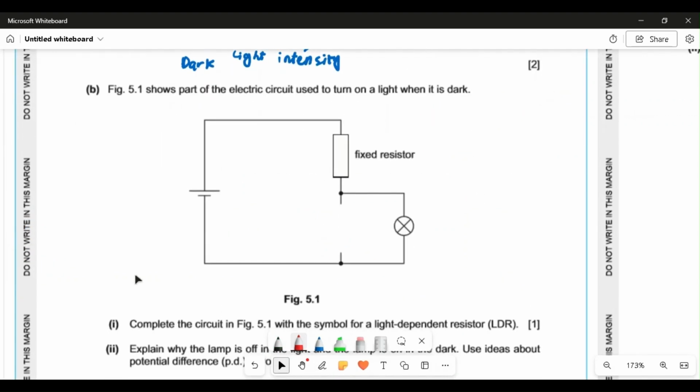Part B. In figure 5.1, part of the electric circuit is used to turn on a light when it is dark. So we need to introduce a light dependent resistor here. The place of the light dependent resistor is given. We have to make it parallel to the fixed resistor. This is the light dependent resistor, but we have to put arrows showing that light is coming toward it.